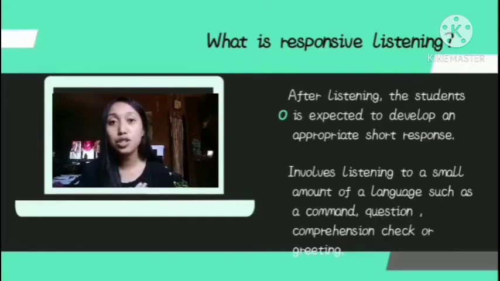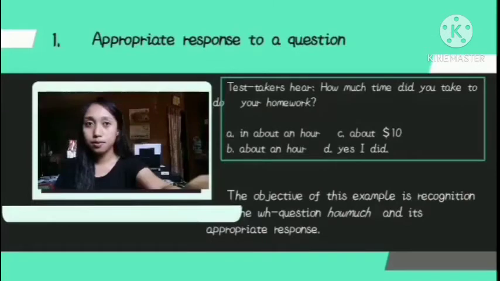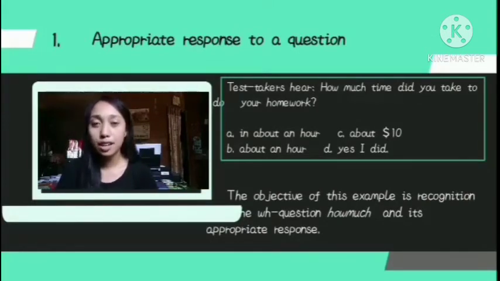So we will examine two examples of the use of responsive listening. First is the appropriate or suitable response to a question. The objective of this example is recognition of the WH question, how much, and its appropriate response. Suitable response items often use multiple choice answers that the student selects from in order to complete the question. Distractors are chosen to represent common learner errors.